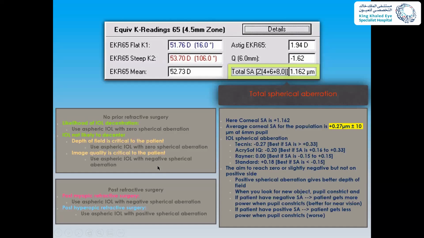If the patient has a previous refractive surgery, okay, and this is certainly important for hyperopic refractive surgery, because the patient has positive spherical aberration, you use an aspheric IOL, okay? And if the patient has a myopic refractive surgery, again, you can use the Tecnis or IQ. So this is important for hyperopia. Just remember that you have to use an IOL with positive spherical aberration so that it can cancel the negative spherical aberration that has been created as a result of an oblate cornea.